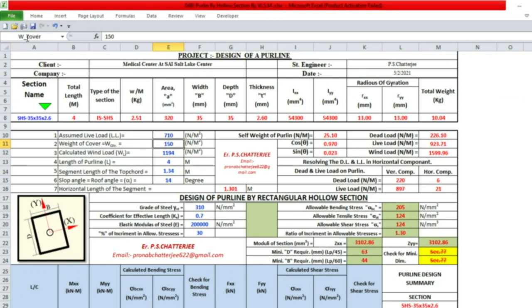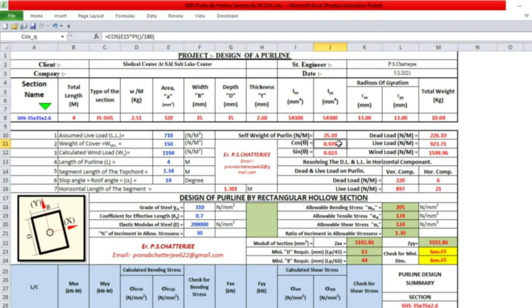Weight of cover, W underscore cover. Calculated wind load, WL. Length of purlin, LV. Segment length, L seg. Roof angle, alpha. Horizontal length of the segment is equal to this segment length into cos alpha, rounded up to 3 digits.